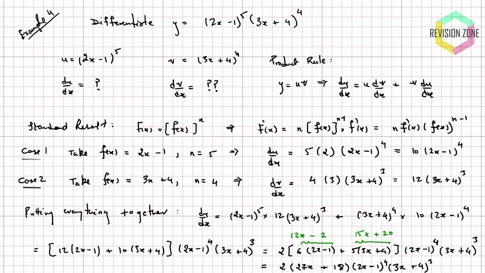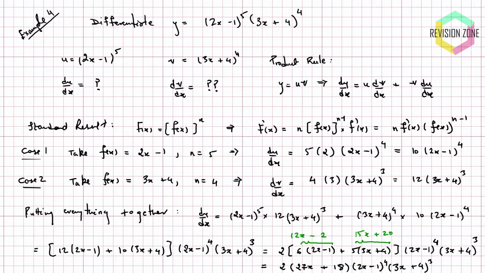And then case 2, so now we redefine our lowercase f here, and now we take our lowercase f to be 3x plus 4, right? Which is basically that thing on the inside of the bracket there. And we take our n to be 4, which means v is basically the same thing as f of x to the power n for our given lowercase f and our given n being 4.